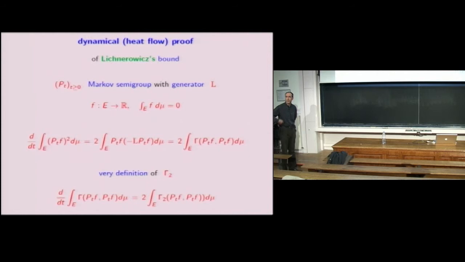And once you have this, you simply combine these relationships between gamma and gamma 2 along the heat flow, together with the curvature condition, and together with a simple differential inequality, you end up with exactly the same lower bound as the one by Lichnerowicz on the Poincaré constant, leading to this Poincaré inequality in this general framework under this curvature dimension condition.